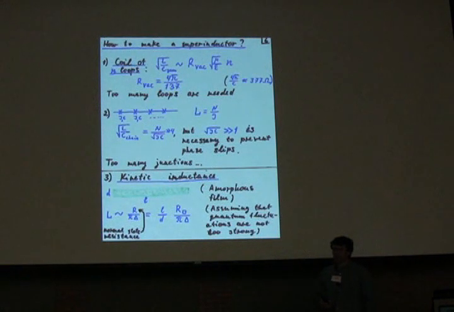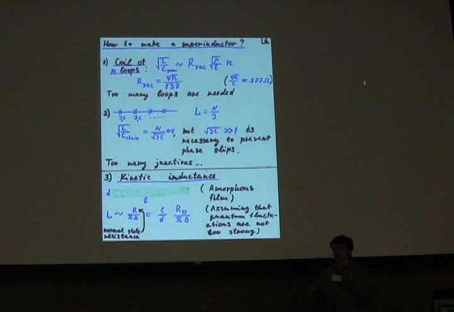A naive idea is to make a coil. Of course, that's how inductors are usually made. If one thinks a moment about this idea, one can see that it doesn't work. Indeed, we're interested in this quantity, which is the impedance of the circuit. And we want it to be large in quantum units.